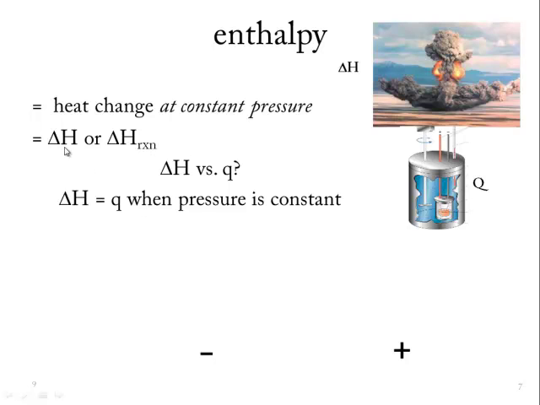Also, we use some symbols. For enthalpy, we use the symbol delta H, which means change in enthalpy. Or if a reaction's going on, rather than say, a phase change, you'd say the change in the enthalpy for the reaction.